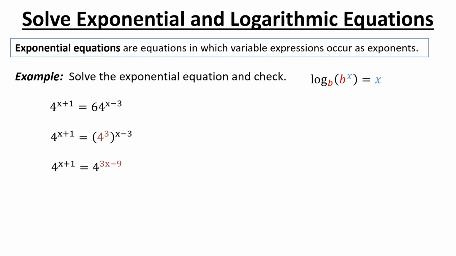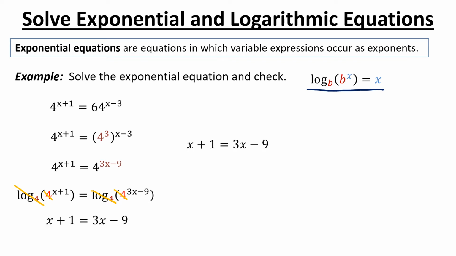Or we could also take the log base 4 of both sides, keeping in mind that this would occur because log base b is the inverse of an exponent with the same base. So that would look like this. And applying the property I just underlined, this would cancel out and we would be left with the exponents.